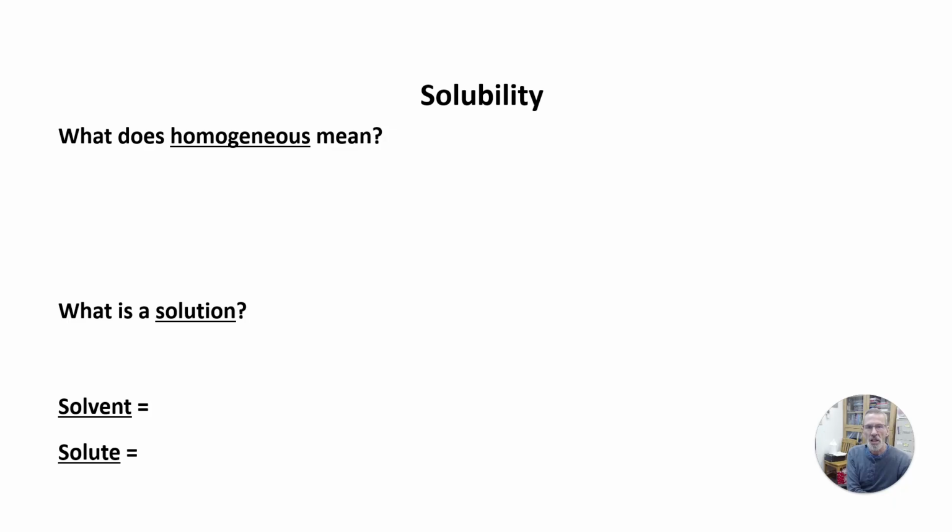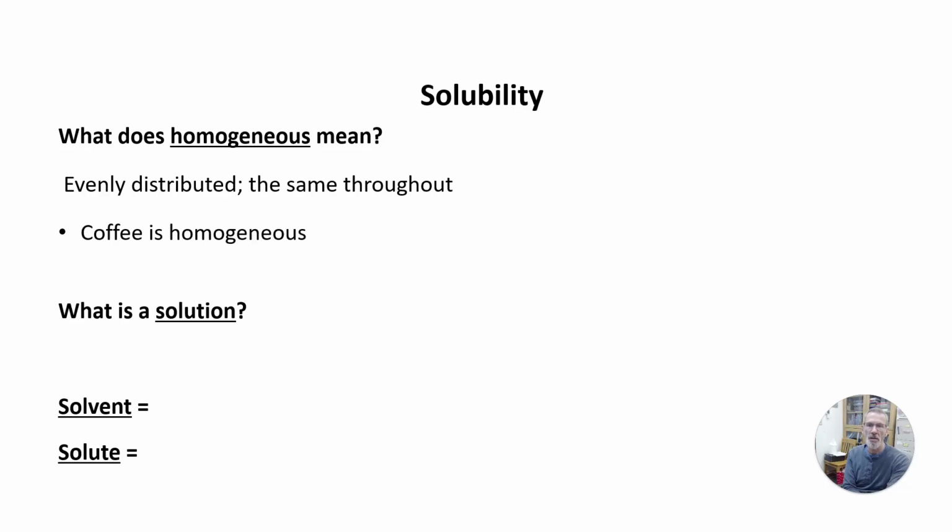So when you're ready, we're going to talk about solubility, and to understand solubility we have to know first what homogeneous means. What homogeneous means is that the mixture is evenly distributed. It's the same throughout. We have lots of examples of things that are homogeneous in chemistry and in biology. As an example, coffee is homogeneous. Coffee is a mixture of different flavorings, and sugar perhaps, and water, and it's all evenly distributed. It's the same throughout. The first sip of coffee tastes like the last sip of coffee.